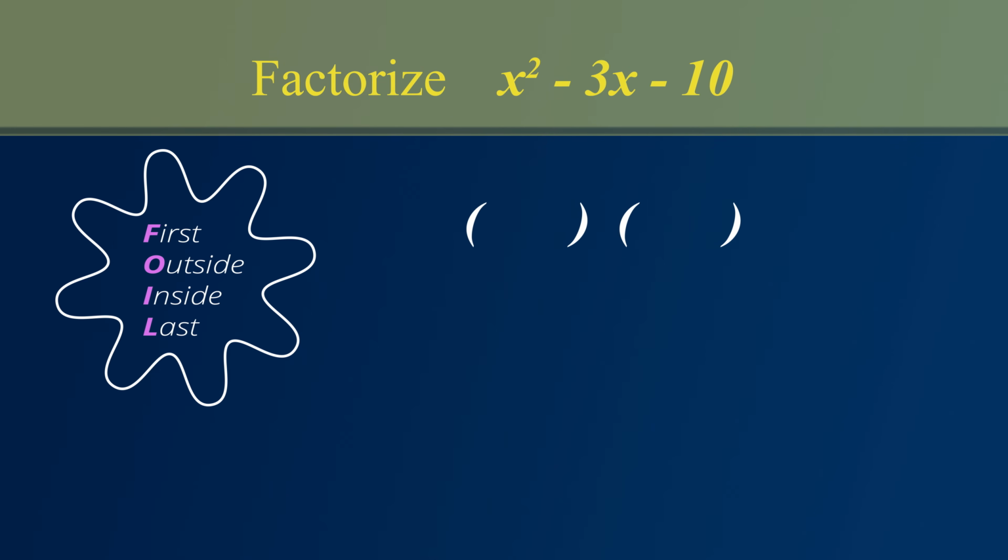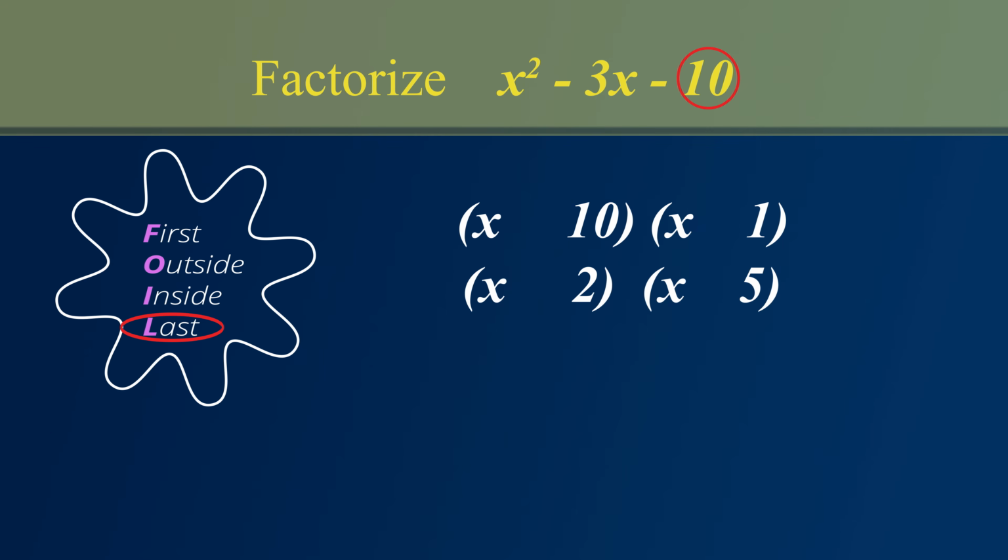Now let's do an example with negative signs. Remember F for first? To get x squared, we must have multiplied x times x. Now L for last. To get 10, we could have multiplied 10 times 1 or 2 times 5. Consider the middle part. Would 10 and 1 add or minus to get 3? No. So let's try 2 and 5.